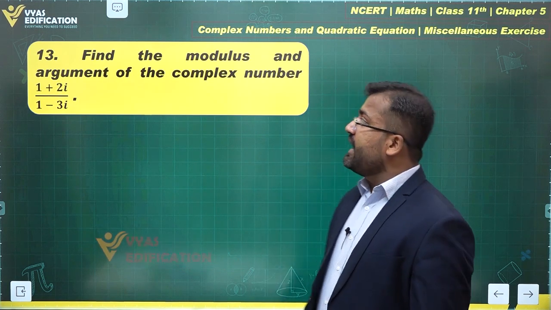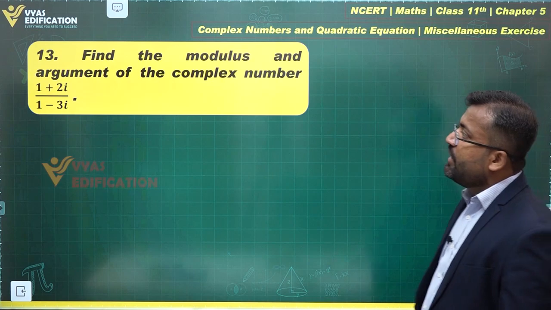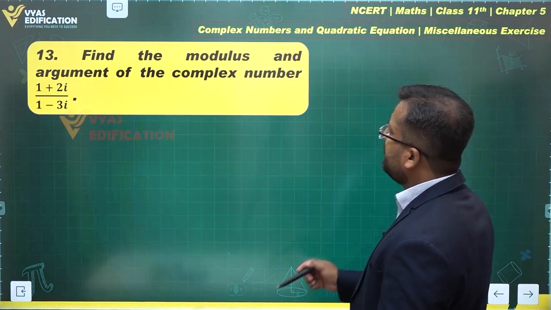What does this question say? Find the modulus and argument of the complex number (1 + 2i)/(1 − 3i). Now how are we supposed to find the modulus and argument?